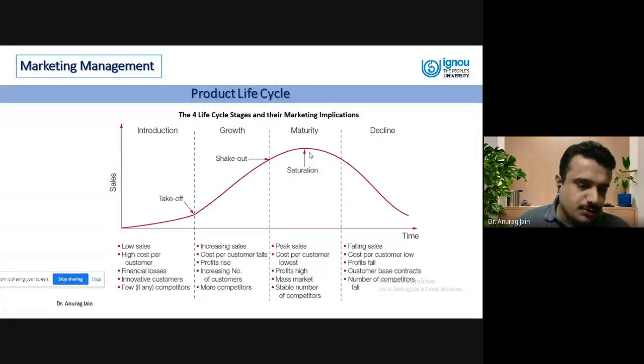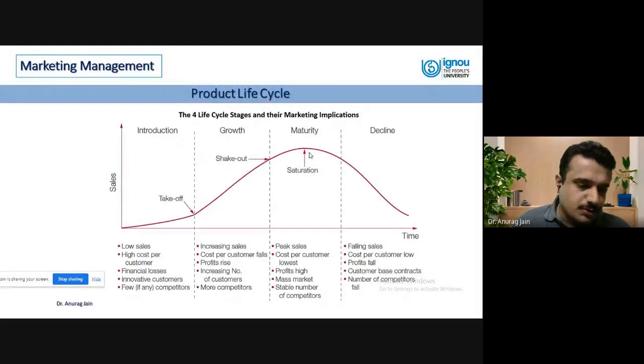As I was saying in the beginning, most of the products which have the capability to satisfy customer needs or wants see the golden period of their life, which is the maturity stage. We can also call it saturation. This is the stage where there are peak sales, meaning you are achieving the sales target you kept in mind on a yearly basis, even crossing it. The cost per customer has now become lowest, because you are no longer investing your money in promotion.